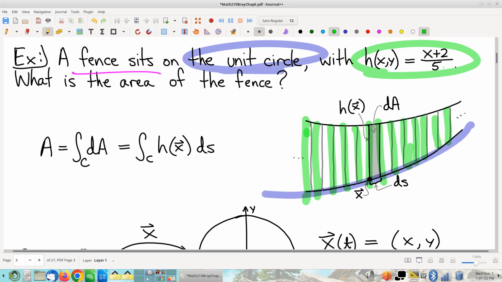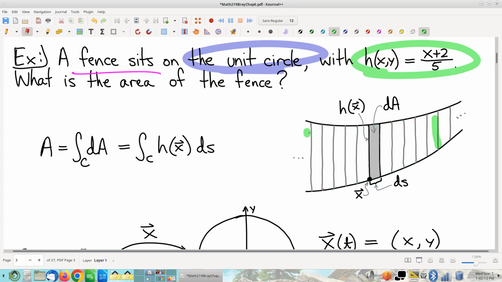Various scenarios you can imagine. Maybe you've got a vegetable garden on one side of the property and you want it to get more sun. Maybe you've got a nosy neighbor on the other side of the property and you want to make sure that they can't see what you're doing. Right? Whatever the motivation, the question we're going to try to address is what is the area of the fence?